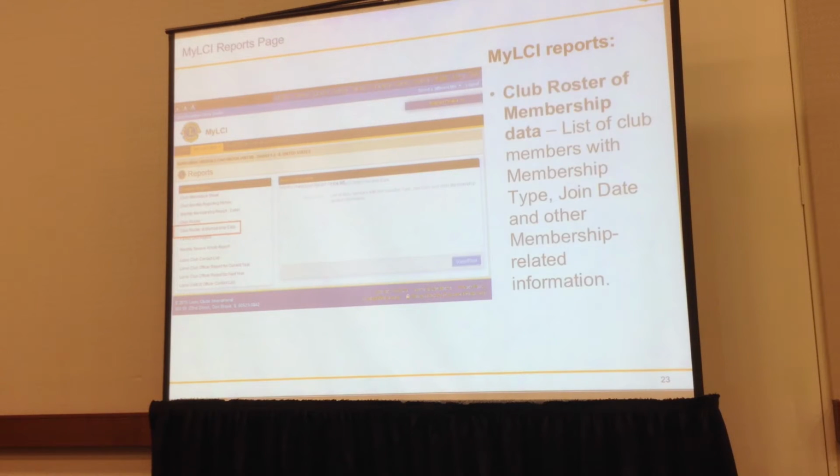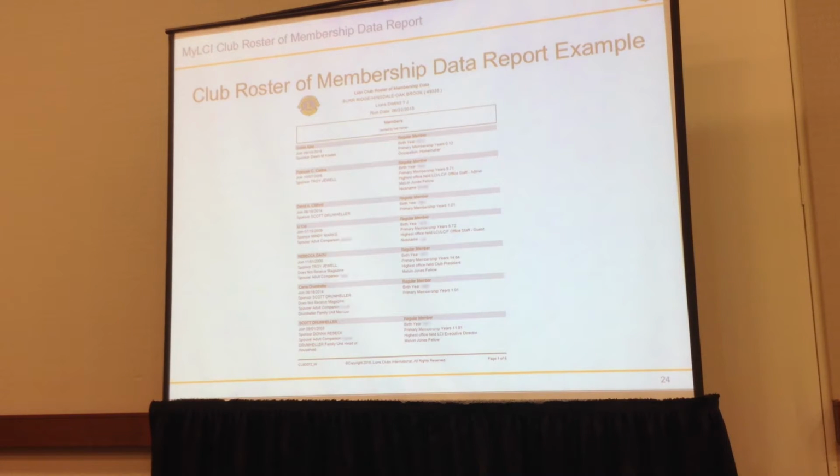Okay, the next report we have here is the club roster of membership data. This report will list the club members with membership type, join dates, and other membership-related information. And here is the example of that report. As you can see, it goes member by member, shows data like year of birth, how many years they've been a member for, and also their highest office held.